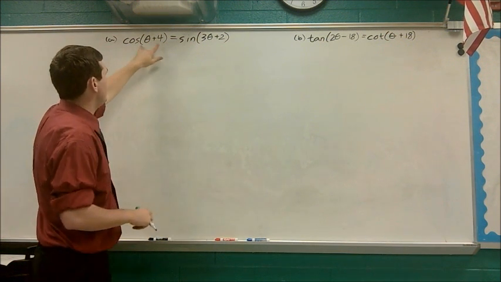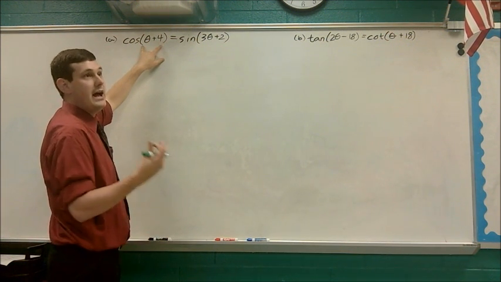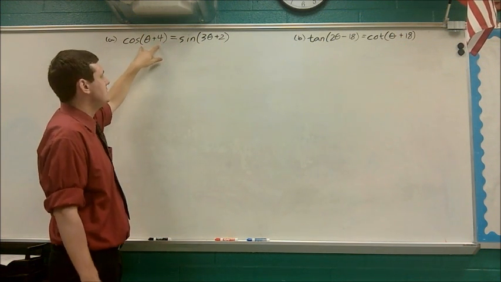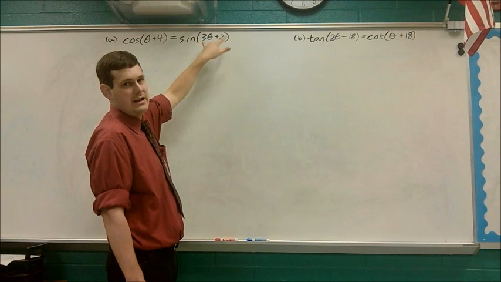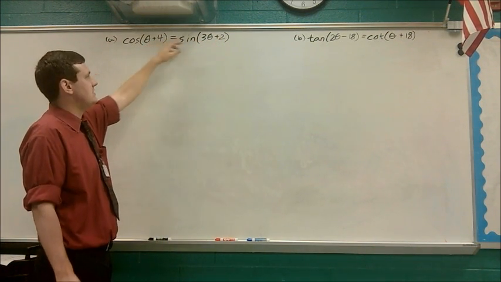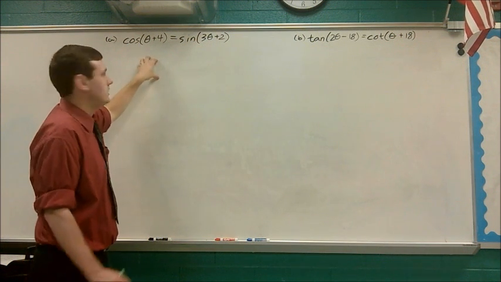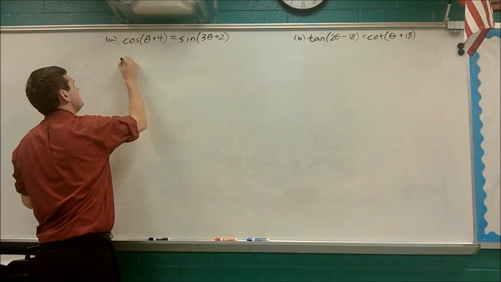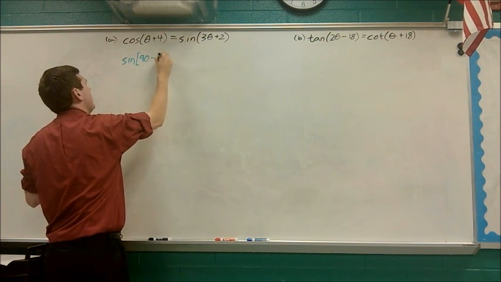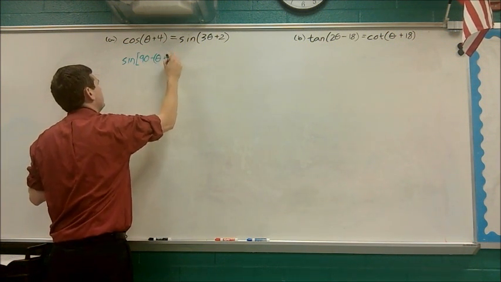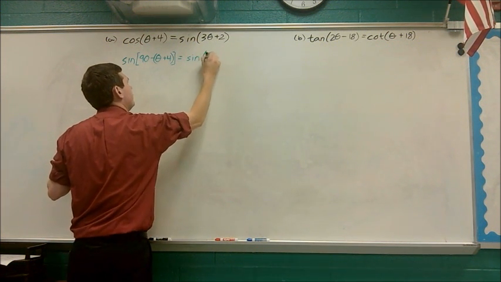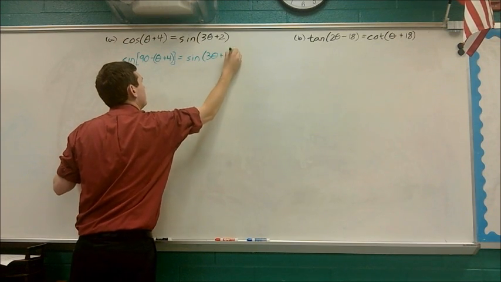Okay, so what we know is whatever's in here is our angle. And so if I want to change this from cosine to sine, I would do 90 minus this. And if I wanted to change the sine to a cosine, I would do 90 minus this. It's easier to do 90 minus this because it doesn't have any multiplication in it. So that's what I'm going to do. I'm going to change this to sine of 90 minus (theta plus 4) equals sine of 3 theta plus 2.